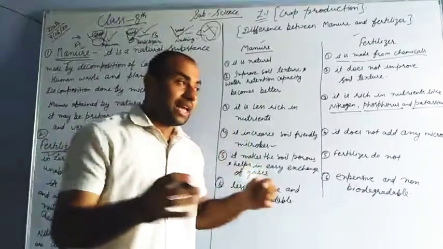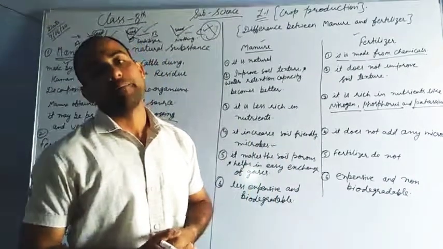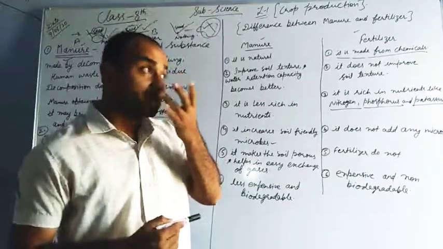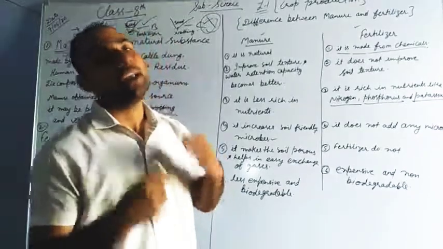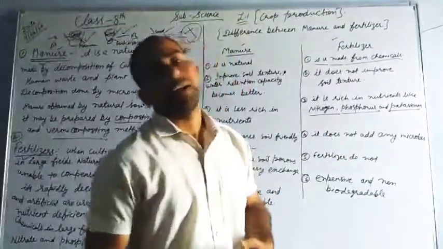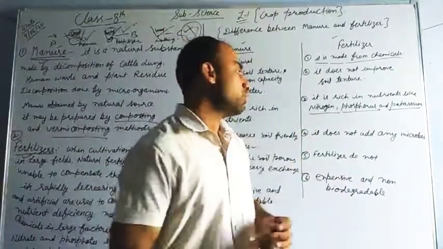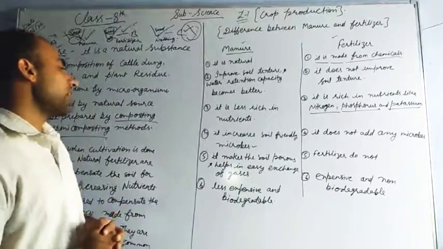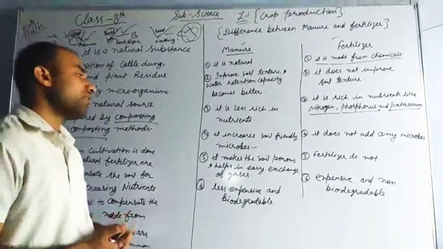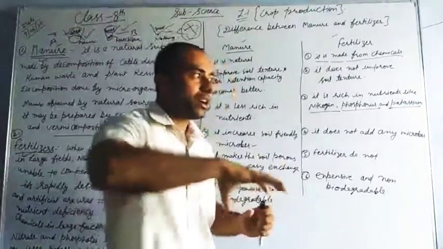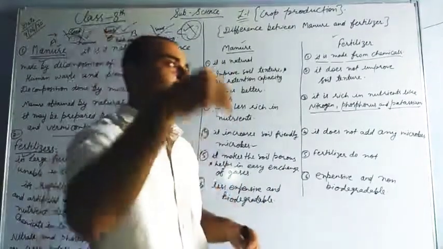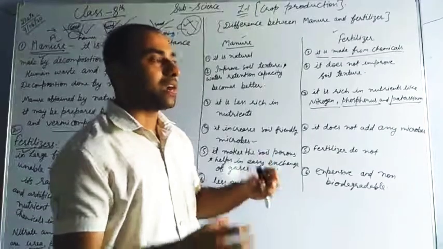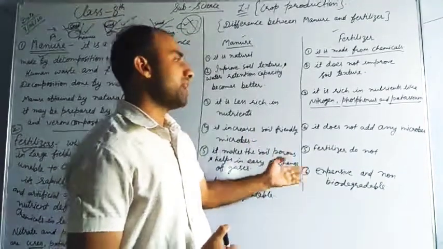Next, the fourth point: manure increases soil friendly microbes. If you add manure naturally to any soil, microorganisms will be more. Microorganisms are those which increase soil fertility. Fertilizers do not add any microbes. After that, the fifth point: manure makes the soil porous and helps in easy exchange of gases. Manure always helps in loosening of the soil, so the roots of the plant can penetrate deep into the soil, absorb more water and nutrients, and also get oxygen easily. Fertilizers do not.